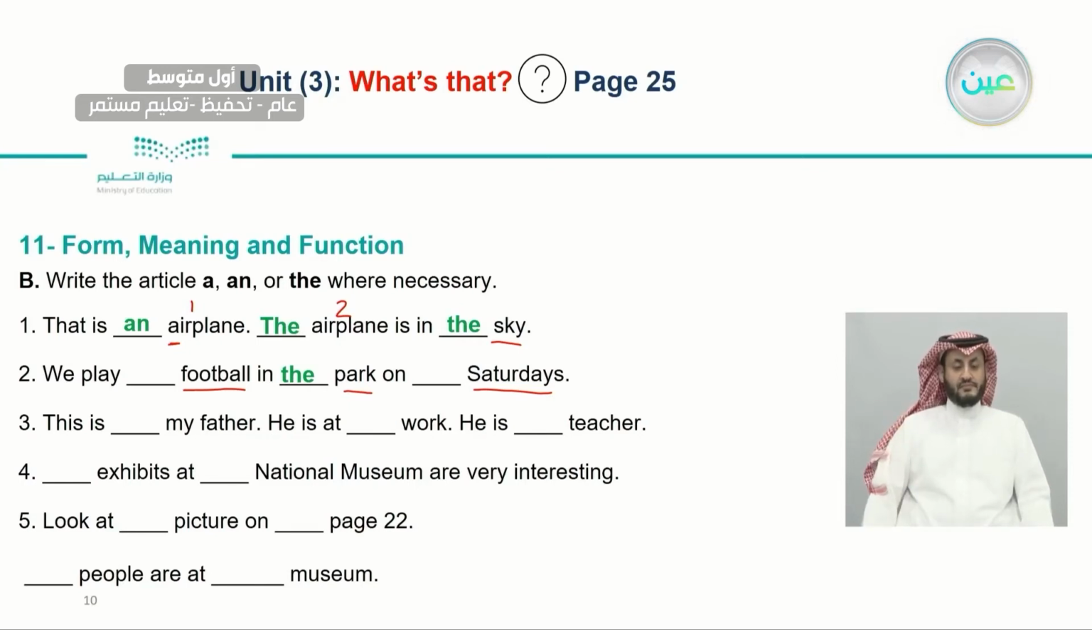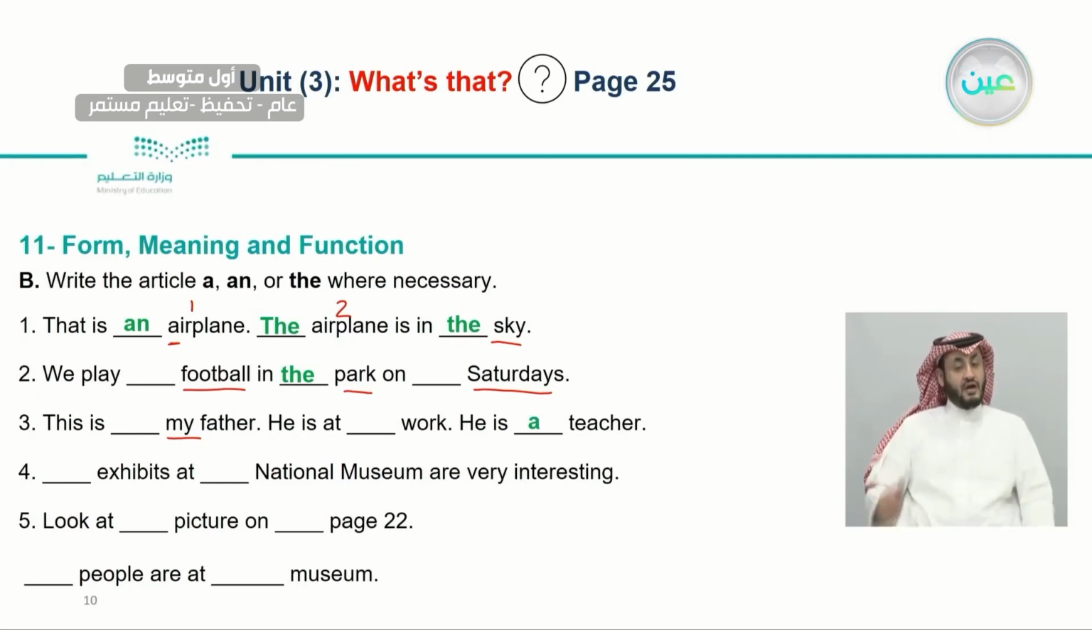This is my father. What happened here? I have a possessive adjective. Good job. So there is no need to choose a or an or the. Okay? This is my father. So I leave it. This is my father. He is at work. He is the teacher. He is a teacher. He is an teacher. What do you think?